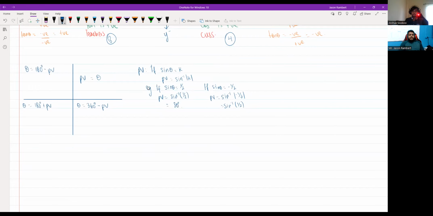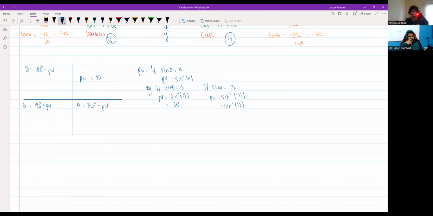A couple of things you have to look out for when you are solving a trig equation. The first thing you ask yourself is, what is the trig equation? What is it equal to? What is sine theta equal to? In this case, it's very vague.